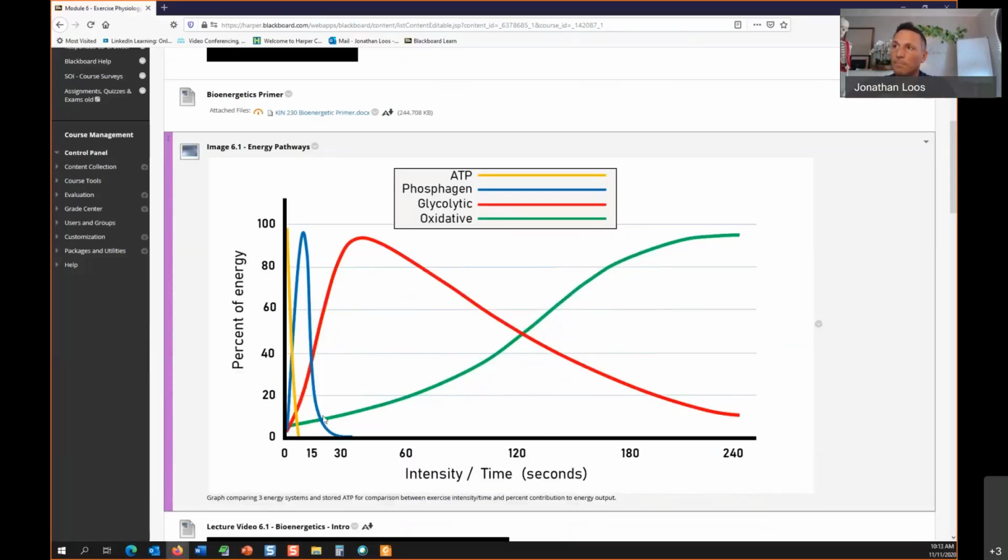It's never at zero. But the phosphagen system will get down to zero. Your ATP will get down to zero. And your glycolytic system will always keep a pilot light burning even way out here in low intensity activity. So just as long as that's clear.